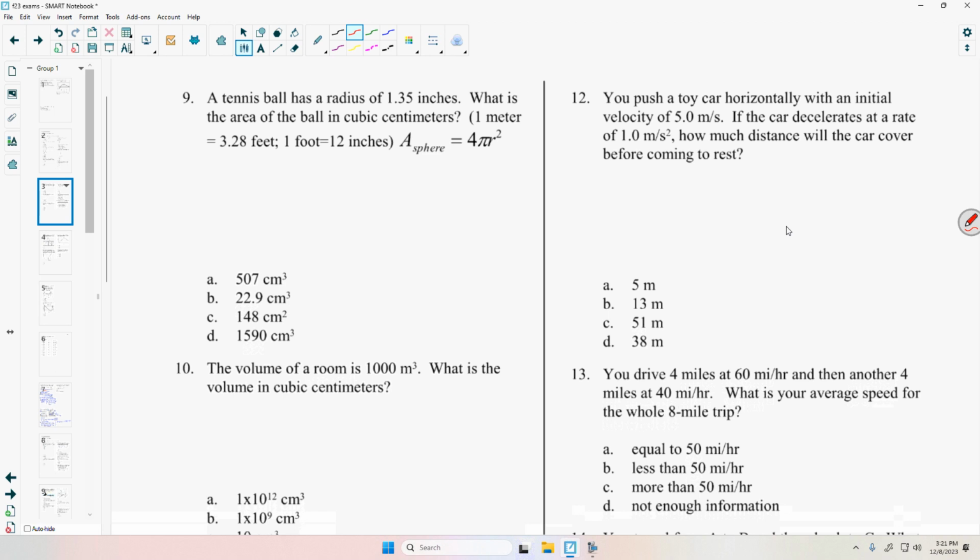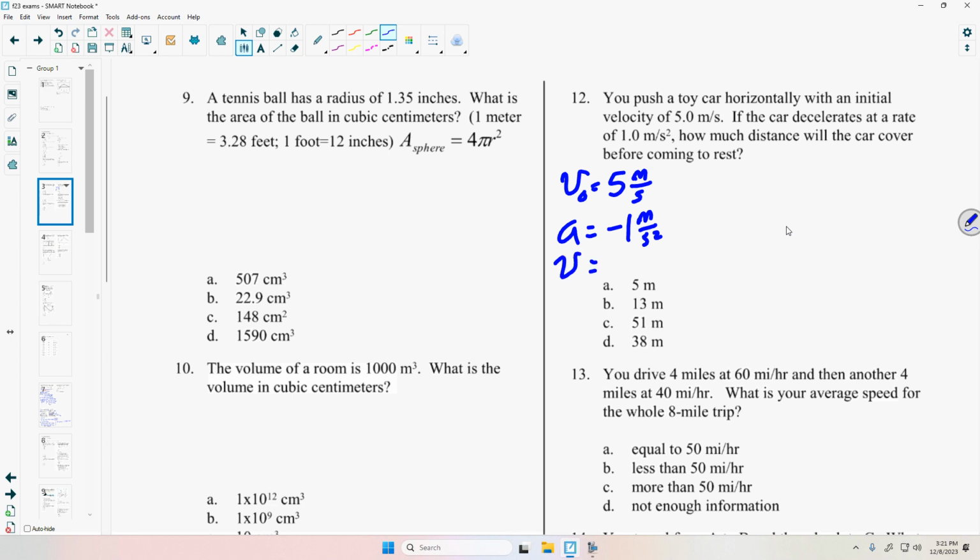12 and 13. Okay, I was about to ask about number 12. So you push a toy car horizontally with an initial velocity of 5 meters per second. So V0 is equal to 5. It decelerates at a rate of 1 meter per second squared. So A is negative 1 meters per second squared. I know it's negative because it's slowing down and the velocity was positive. So the acceleration is opposite the velocity. How much distance does it cover before coming to rest?